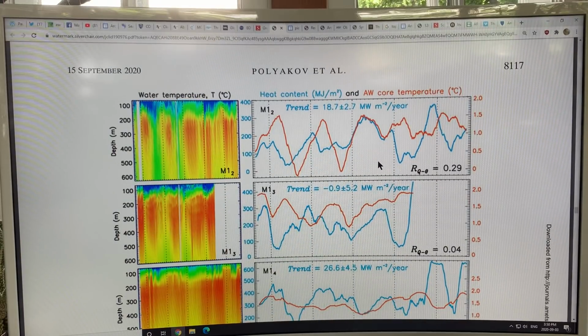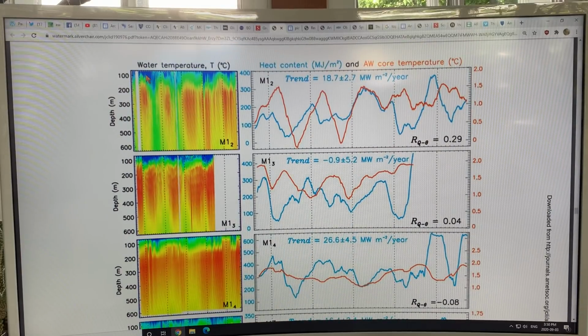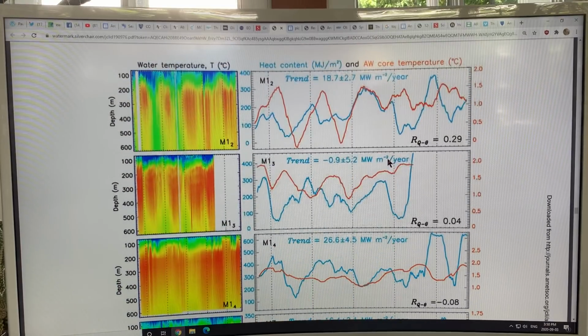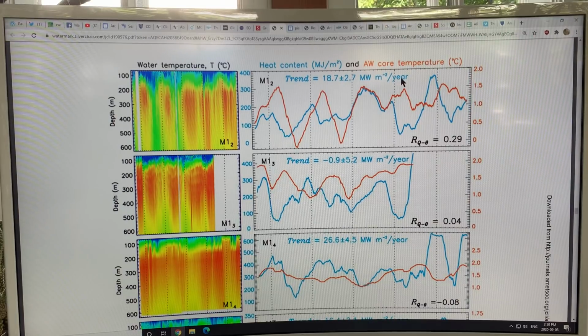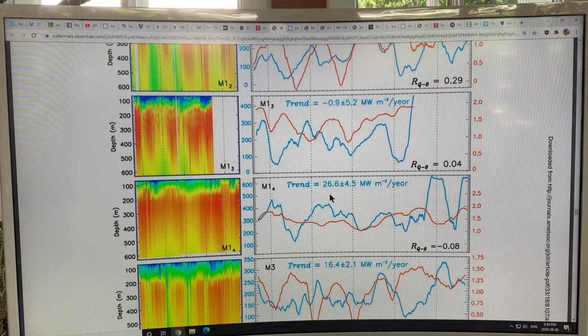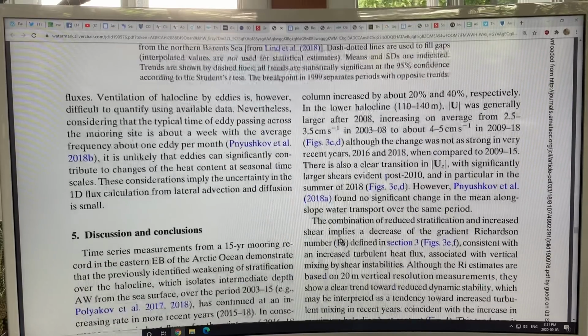Okay, there's more data here, different regions. Again, if you look at the general trend, we're getting upward motion, not so much here, but here definitely upward motion of that heat closer and closer to the surface, especially in the last few years. So the trend, 18.7 megawatts per meter squared per year, slightly neutral trend, slightly down, up and up in the different regions. So there is variation from region to region.